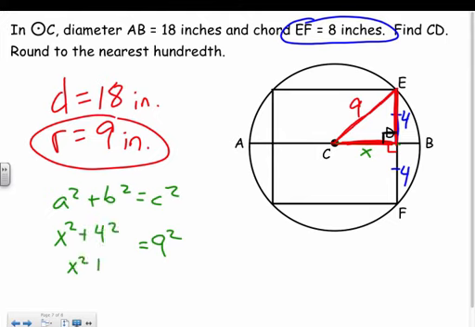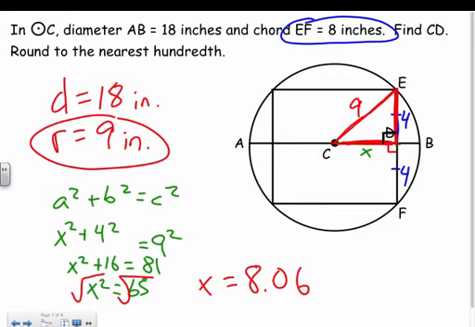And we'll fly through the algebra here. So we got plus 16 equals 81 and subtract 16 over. So x squared equals 65. So we're taking the square root of 65. And if we look at our directions, it says round to the nearest hundredth. So it should be 8 point something. So the square root of 65 gives us about 8.062, so 8.06. And really we found what CD was. Instead of putting x, I'm just going to write CD equals 8.06. And we have a label, so we better write inches behind it.